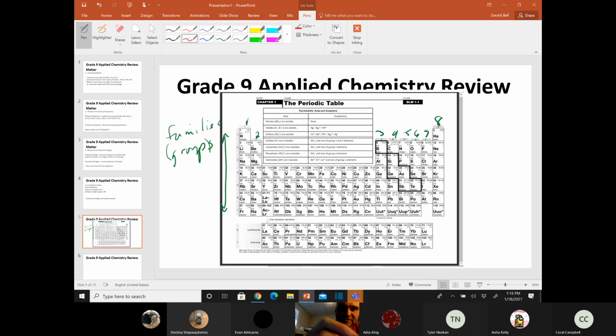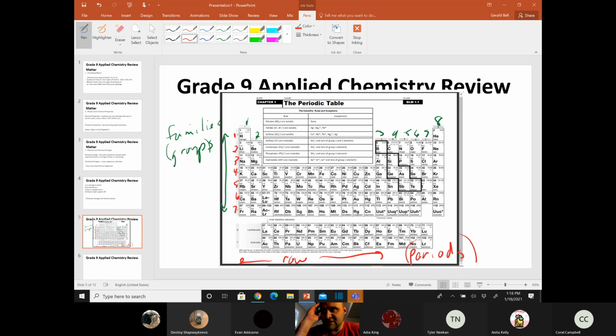We also talked about rows running this way. And periods, I guess we call them periods. That might be a better name. And we have 7 of them on the periodic table. That just told us how many shells we've got when we get to that stuff here. So there's your periodic table.